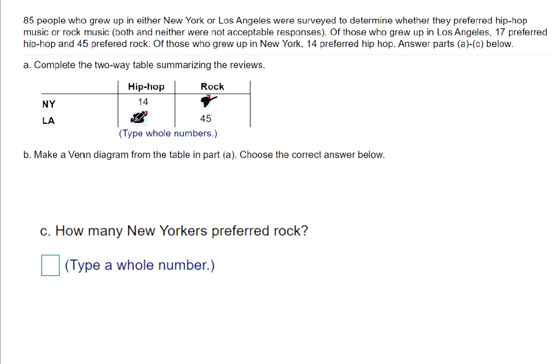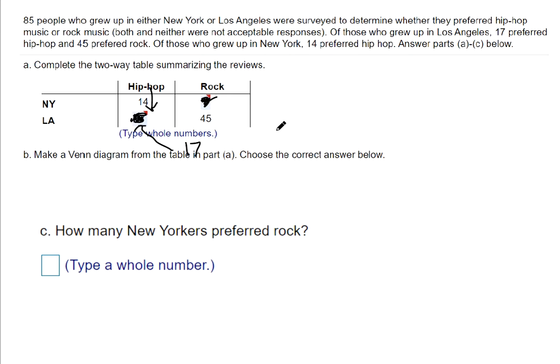So that means 17 needs to go here, right? Because here's hip hop and here's Los Angeles. They both intersect right here. The category for hip hop and Los Angeles, they meet up right here in this cell. So 17 preferred hip hop and 45 preferred rock. So we got that, 45 preferred rock in LA. They already wrote that for us.